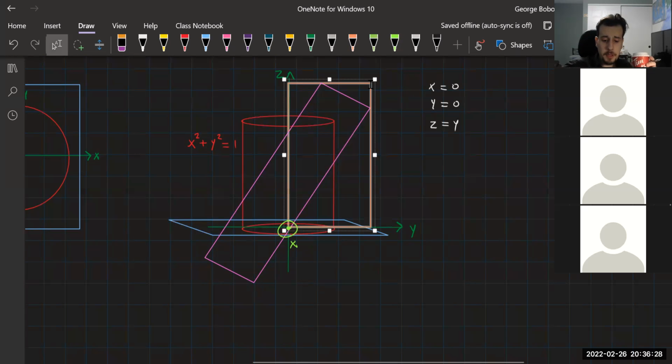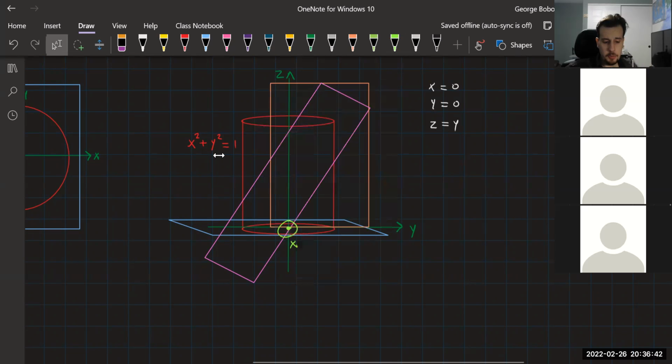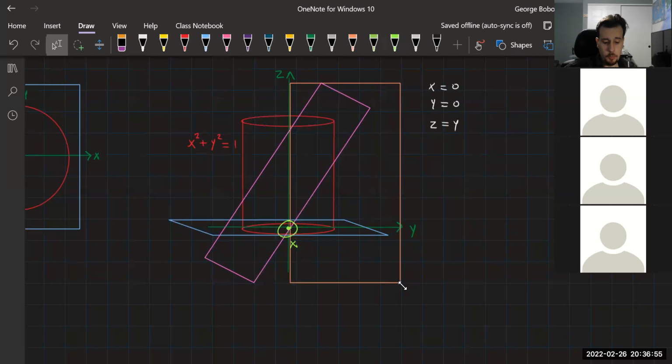Maybe think about the orange one first. What do you notice about the orange one? Which variable is never changing about this orange plane? Like if I extend it right now, which variable is never changing? The y value. Oh, remember this plane is infinite. And I'm just going to do this. This is going to help you a lot. Which variable right now never changes for this plane?